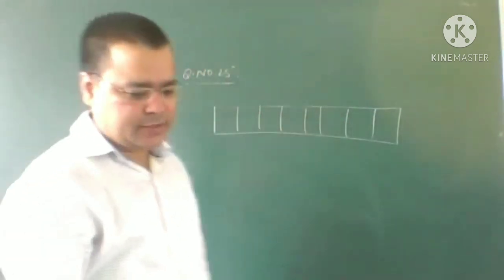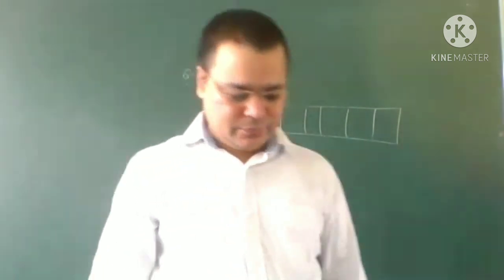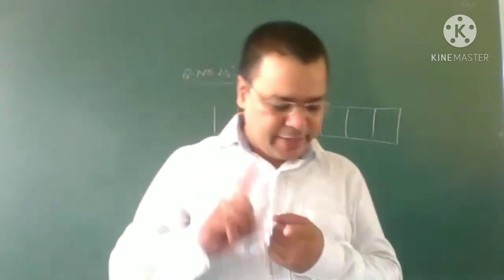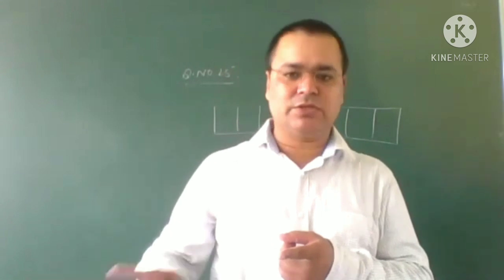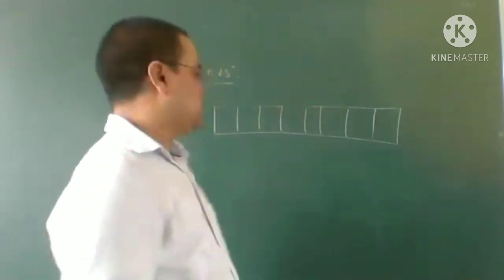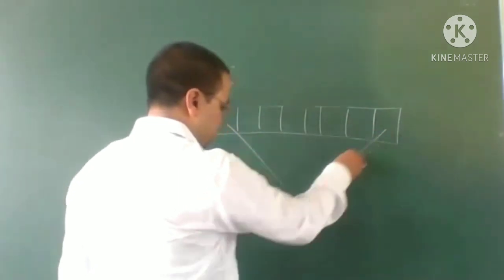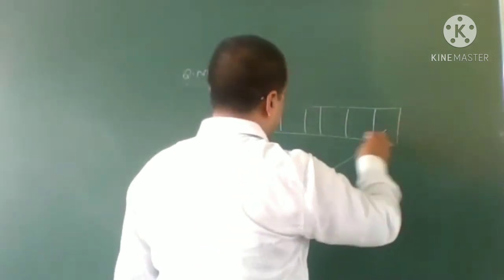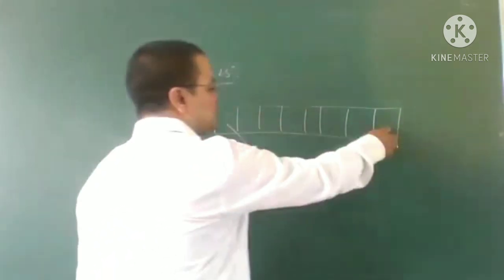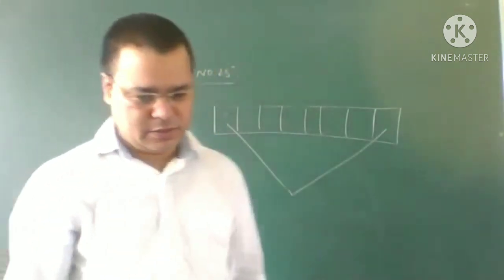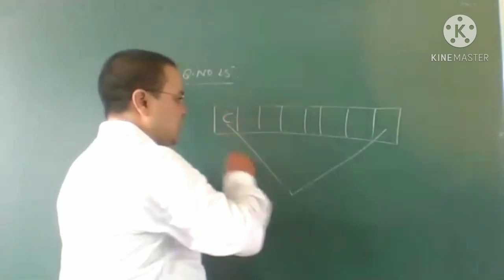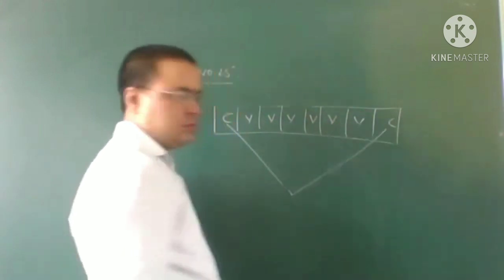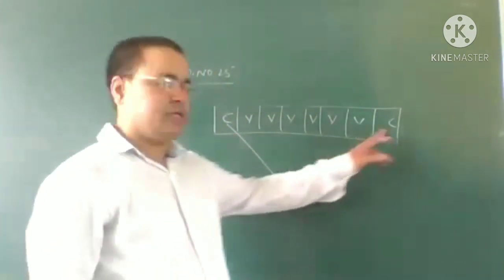Try to understand. The question is beginning and ending with a consonant. Here at the first place and at the last place it should be a consonant. Means here should be a consonant and here should be a consonant, and in between should be vowels. Getting? Here consonant, here consonant.